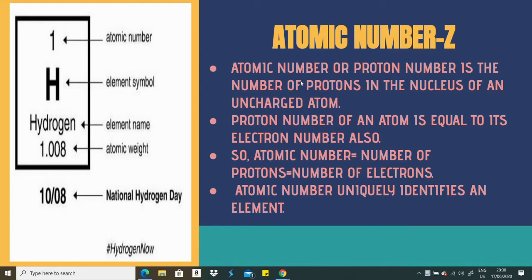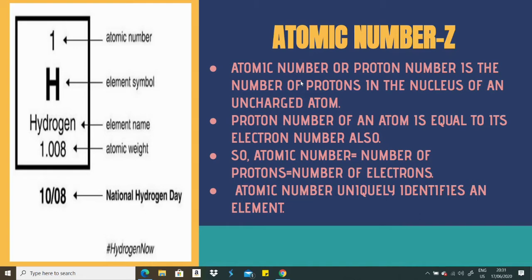Atomic number, also called proton number, is the number of protons in the nucleus of an uncharged atom. We know that the protons are the positively charged particles inside the nucleus of an atom, and there are negatively charged electrons surrounding the nucleus. Also, the number of protons in an atom will be equal to its number of electrons, and that is why the atom remains electrically neutral and stable.